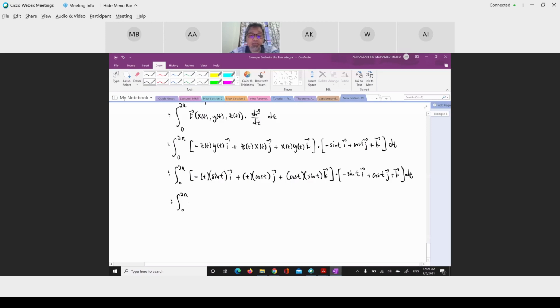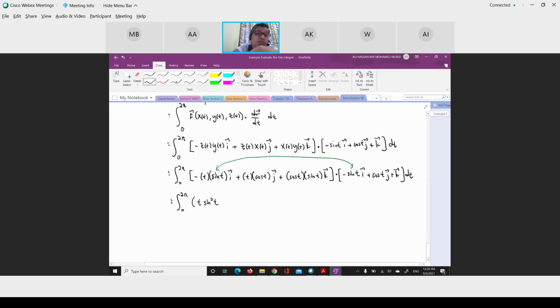Okay, so now we determine the dot product. Remember how to determine the dot product of two vectors? First, we multiply the component i of the first vector times the component i of the second vector. So that gives t sine squared t, isn't it? So we get t sine squared t.